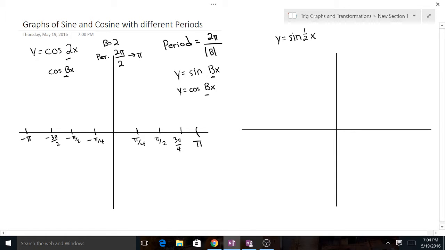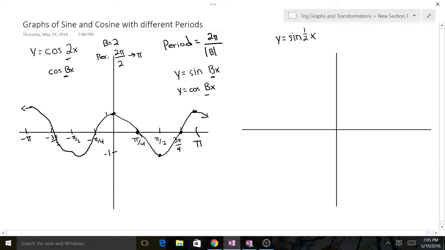Nothing has changed with phase shifts or amplitude changes. So we're still going to go between 1 and negative 1, and we start at the top at 0, 1. The only difference is that we're moving in a smaller direction. Instead of moving pi over 2 units, we're just moving pi over 4. So we're going to be here, then we go all the way down to negative 1, then start going up and up. Then it's the same thing here: we go down, and back up. That'll be good enough for now. You get the point.